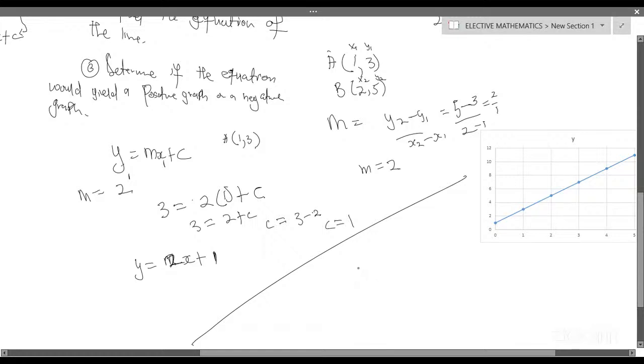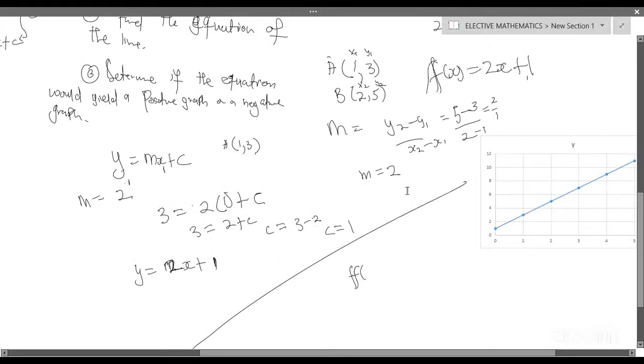f of x is equal to 2x plus 1. You should have something like that. Do you have something like that? Do you have something like this on your calculator? Yes, please. Now press equal to.